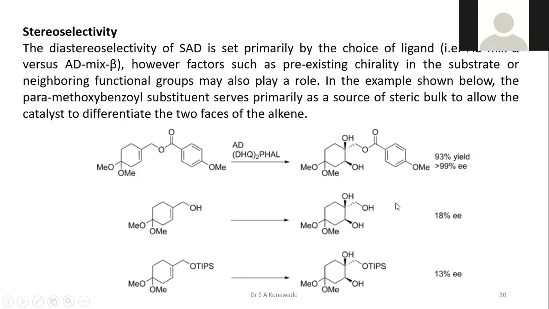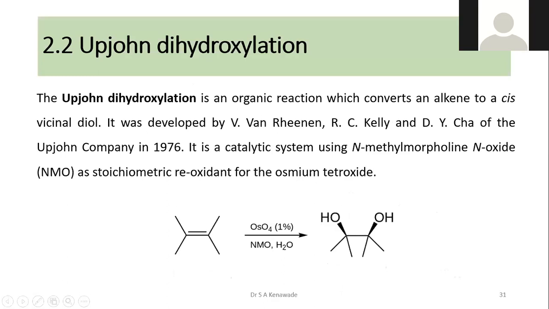These are some examples. Then the next important reaction is the Upjohn dihydroxylation. In this reaction, an alkene is converted into a cis-vicinal diol, and it was developed by V. VanRheenen, R. C. Kelly, and D. Y. Cha at the Upjohn Company. Hence, it is called Upjohn dihydroxylation. In this reaction, the catalyst used is osmium tetroxide in the presence of N-methylmorpholine N-oxide. The NMO is the reoxidant, meaning the consumed osmium will be reformed by this reagent, NMO, N-methylmorpholine N-oxide.